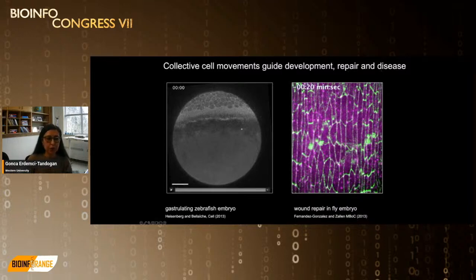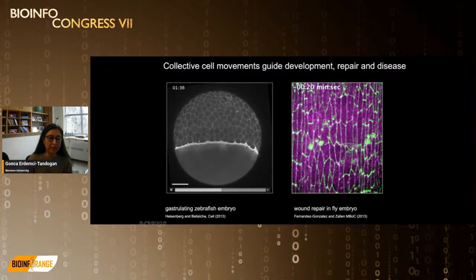I'm going to show you two examples of collective cell movements. On the left, you're going to watch collective cell movements during zebrafish embryonic development, and on the right, collective cell movements during wound repair in a fly embryo. The cells here on the top, these polygonal shapes, are individual cells. They move all together collectively and cover the sphere, which is the yolk of the embryo.